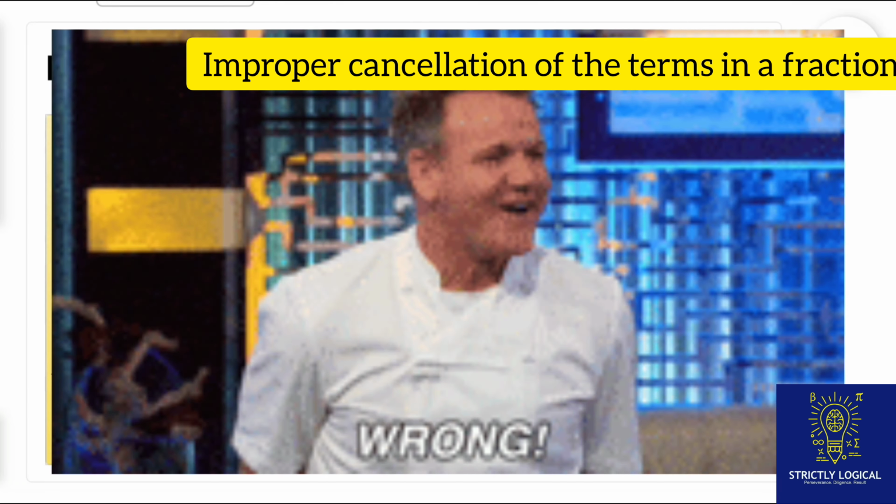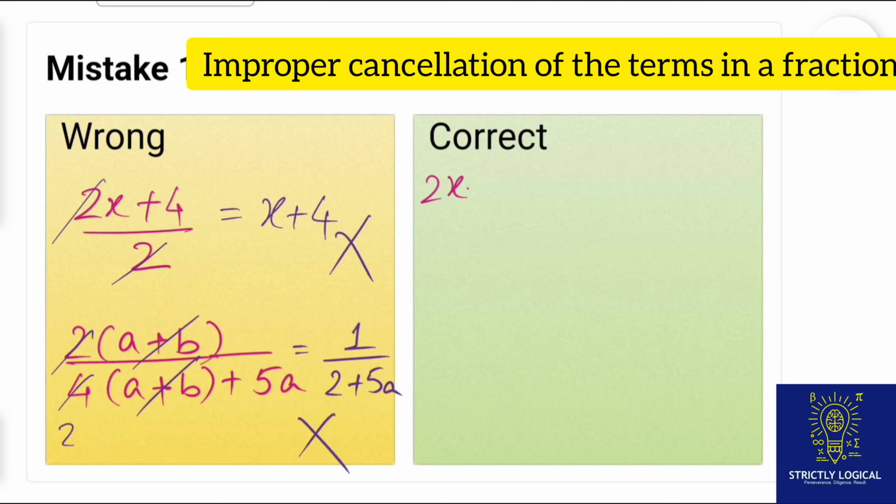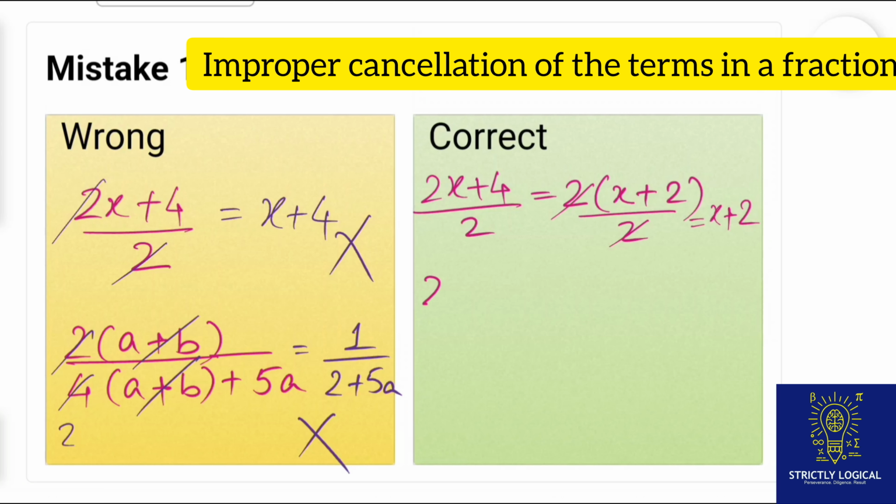The correct solution would be, first of all, we have to take 2 common from the numerator. If you take out 2 as common, we'll get 2 into, inside the bracket, x plus 4 upon 2. Now because the numerator 2 is in multiplication with the other term, that 2 will get cancelled out by the denominator 2. So the final answer would be just x plus 2.